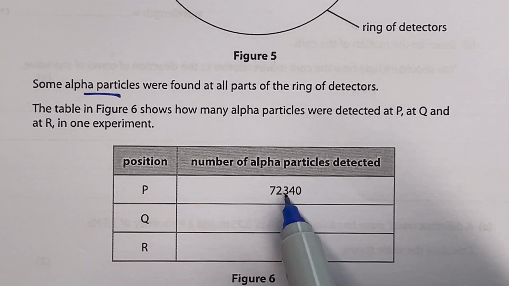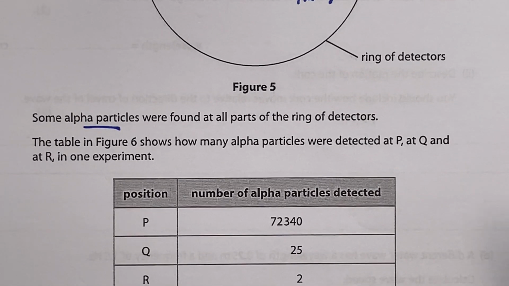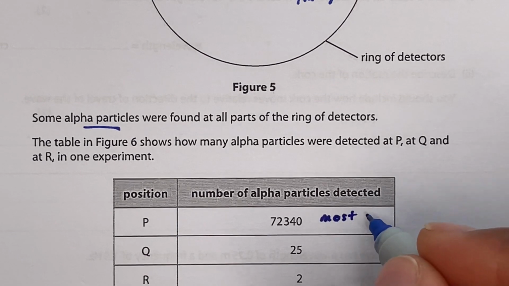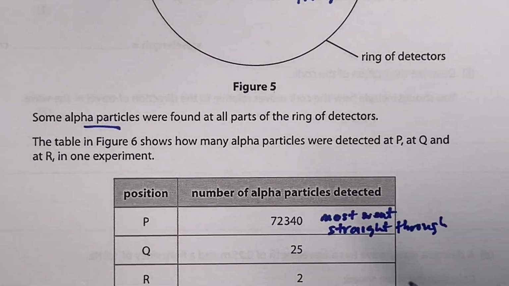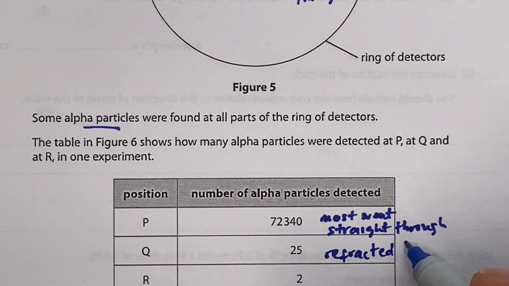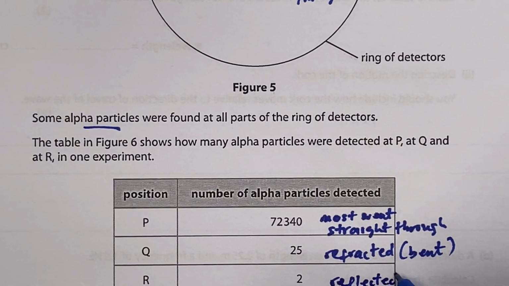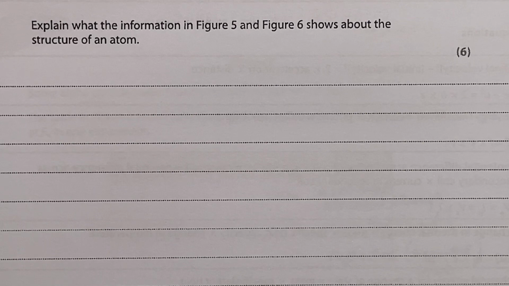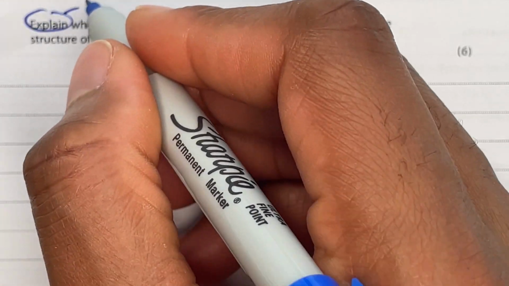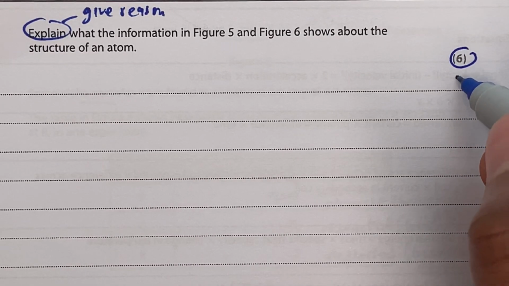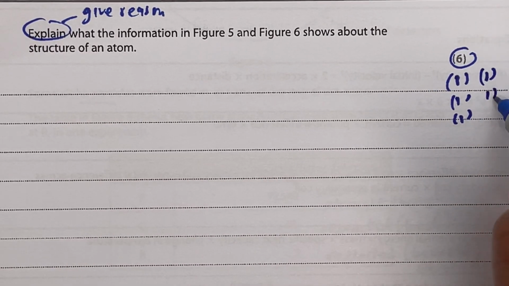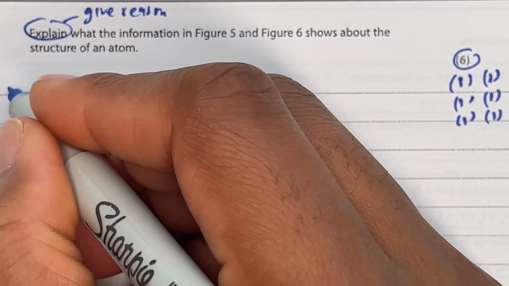At P, you can see from this diagram that most of them went straight through. Some of them refracted, or we can say bent, and just 2 of them reflected. So they bounced back. Okay, the question says, explain what the information in figure 5 and figure 6 shows about the structure of an atom. Explain, give reasons. 6 marks, so I need to have 3 points and 3 reasons. 6 marks. So I'll start with my first point.